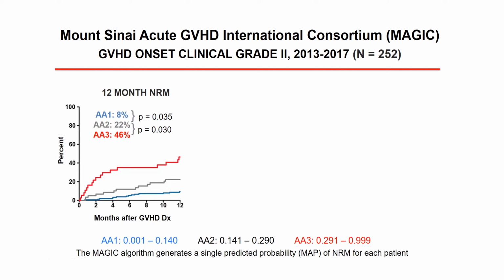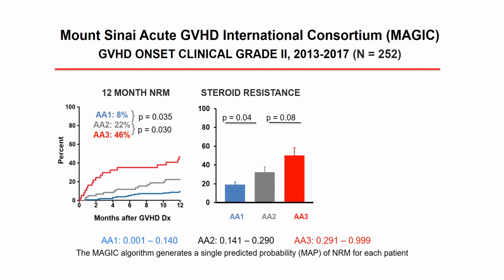So this is exactly the same as our published data. And what you can see here is that the Ann Arbor 1 goes from 0.001 to 0.14. Ann Arbor 2 goes from 0.141 to 0.290. And Ann Arbor 3 goes from 0.291 to 0.999. So that's the non-relapse mortality. The resistance to steroids is very low in the Ann Arbor 1 group, about 20%, and it increases stepwise so that in the Ann Arbor 3 group, it's over 50% who are resistant to steroid treatment.